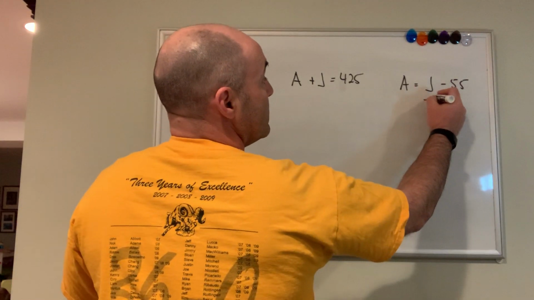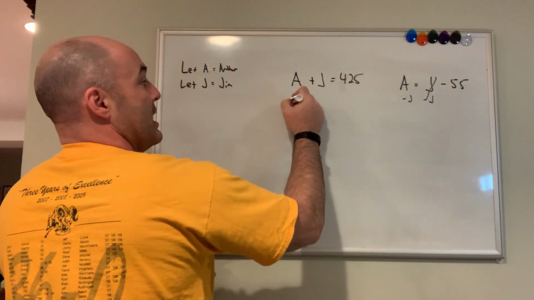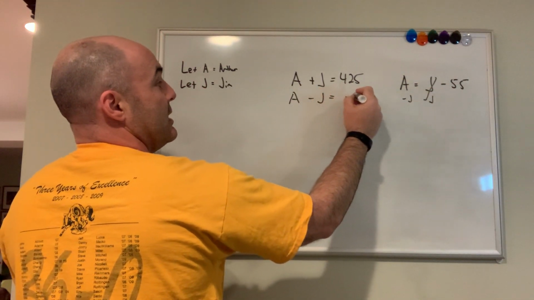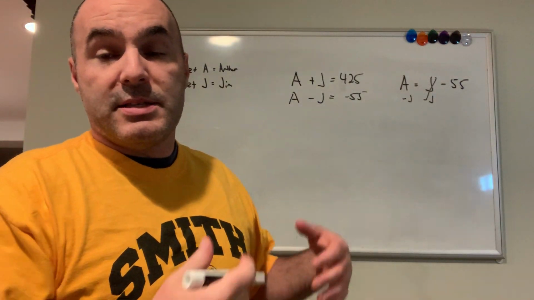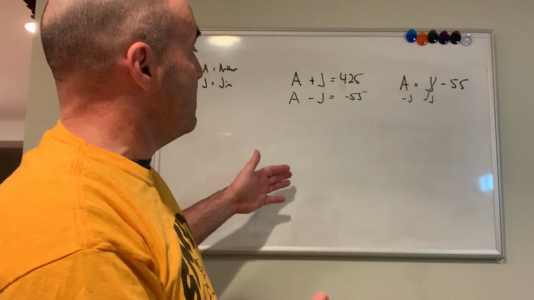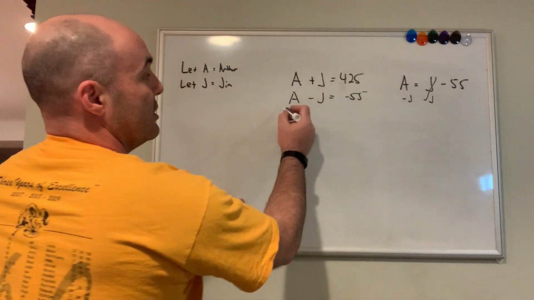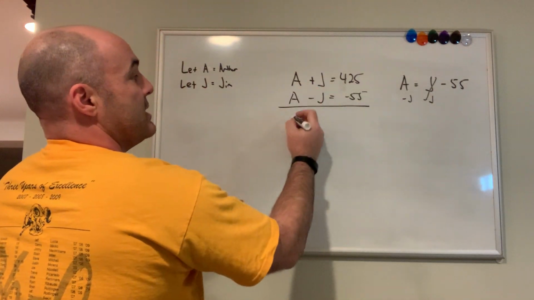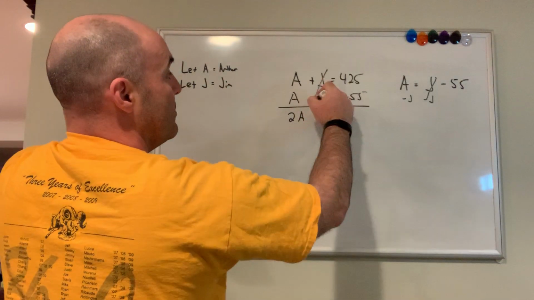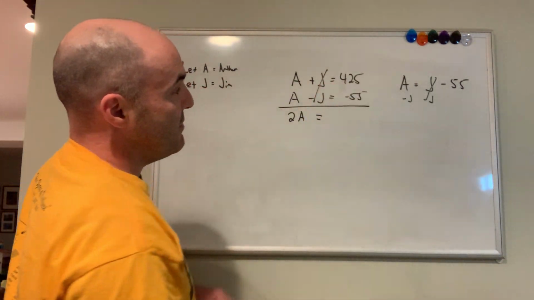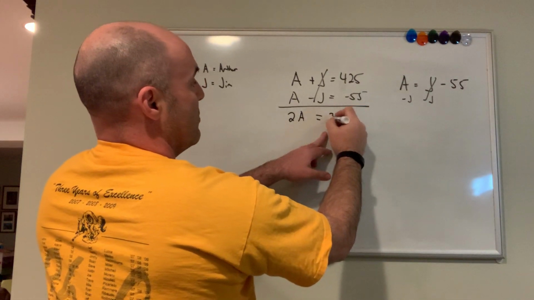When I do, I can now rewrite the equation as A minus J is equal to negative 55. Okay? Now it's set to cancel. It's set for elimination. The J's are opposite of one another, so we're going to add vertically. A plus A is 2A. Anything plus its opposite is 0. And 425 minus 55 is going to be 370.